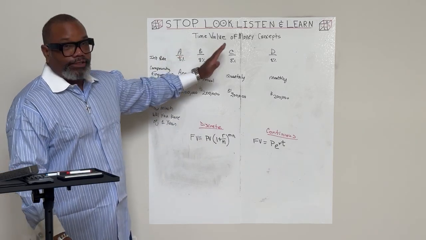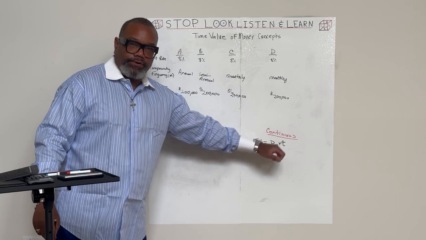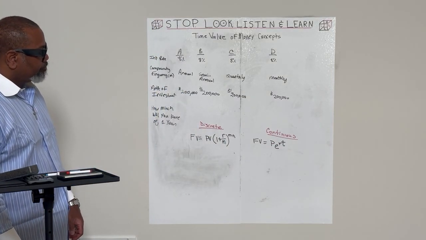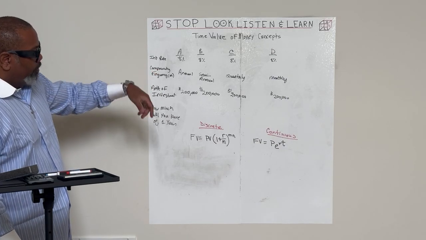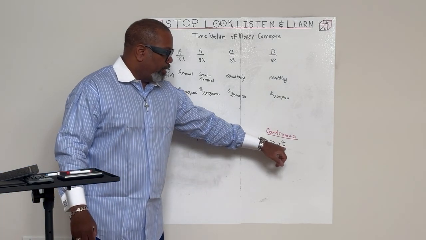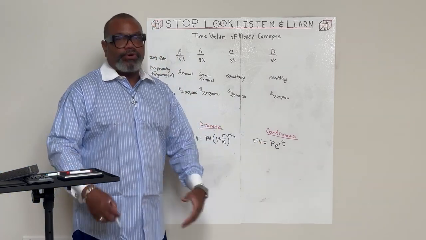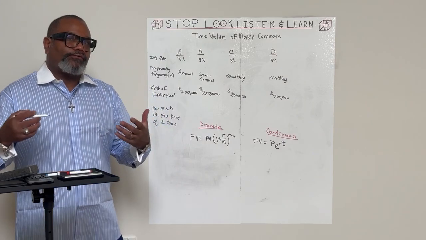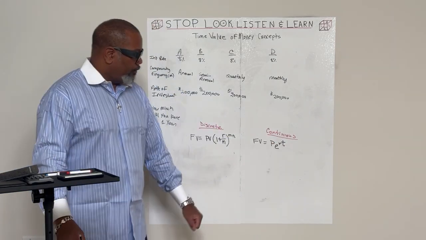In this scenario, we're investing for 1 year, so the period would be 1 year, right? If we were investing for 2 years, it would be 2. If we were investing for only 6 months, it would be 0.5. If we were investing for only a month, it would be 1/12. So you get the point.